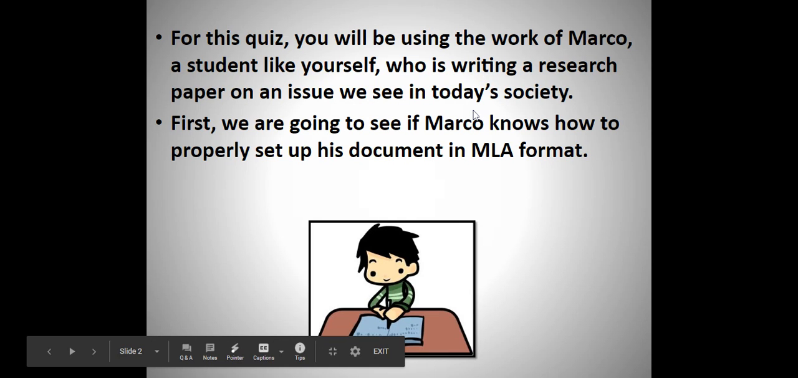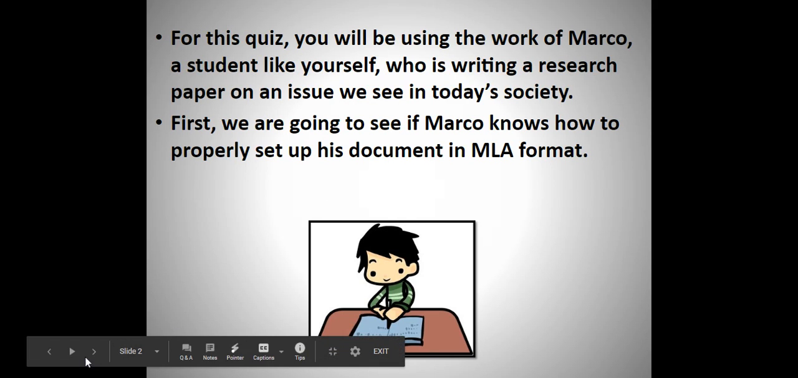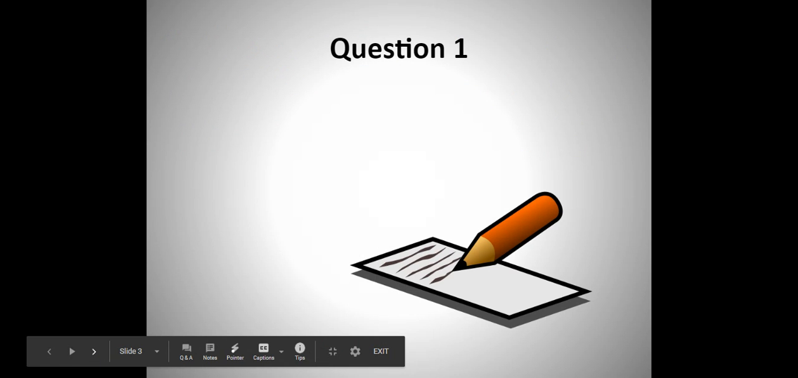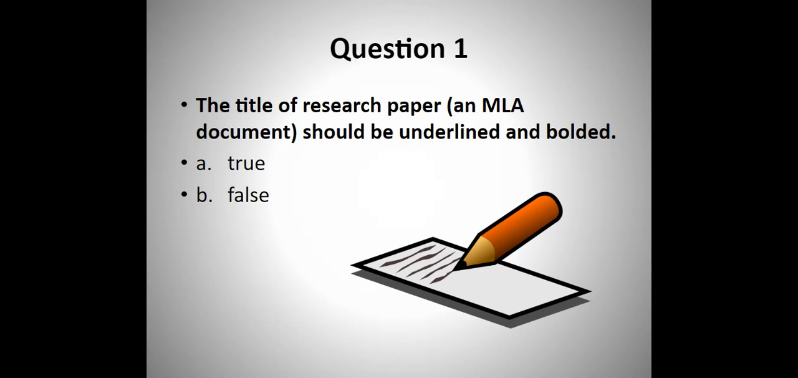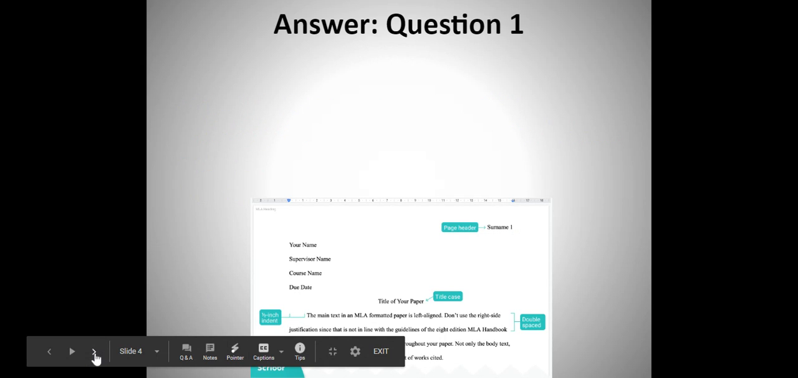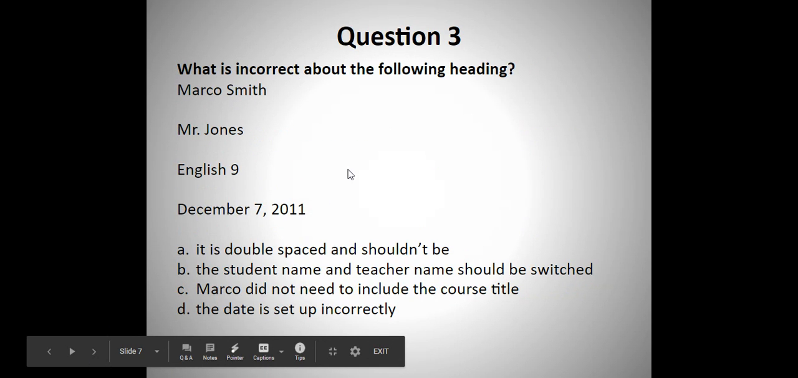Okay, so let me just take you through this real quickly here. You're going to be using the work of a fictional student named Marco and seeing if he knows how to properly set up his research paper using MLA format. So you're going to go through and answer it like a quiz. These are the same questions that are in Canvas, so make sure that you study them before you take that 10-question quiz. There are questions about the title, and also about what type of font to use, spacing. So make sure you go through those. It talks to you a little bit about the heading and what that should look like.